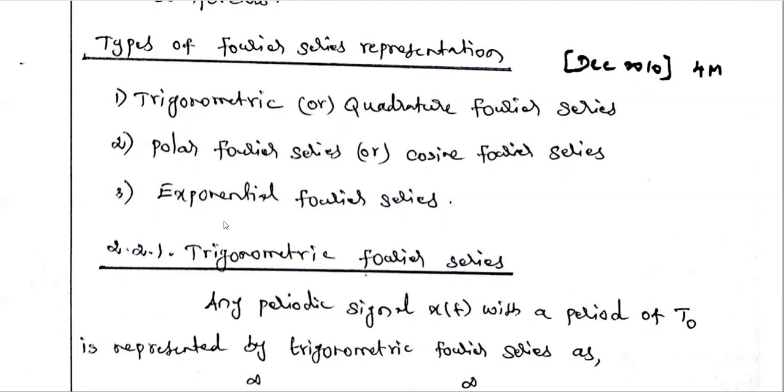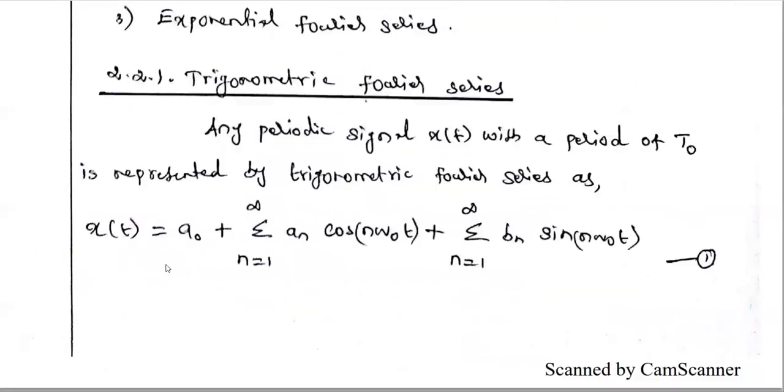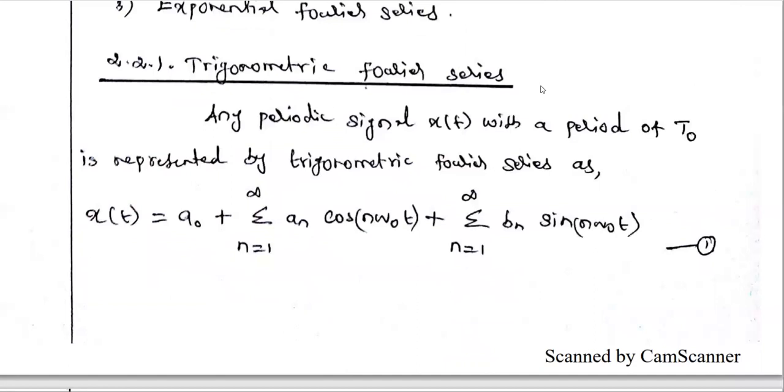The third one is the exponential Fourier series. The name itself gives the answer: exponential. In this, we represent any signal x of t as e power j omega t or e power minus j omega t. That's why it is called the exponential Fourier series. These are the three different types of Fourier series representation. We will see the formulas one by one. The first one is the trigonometric Fourier series.